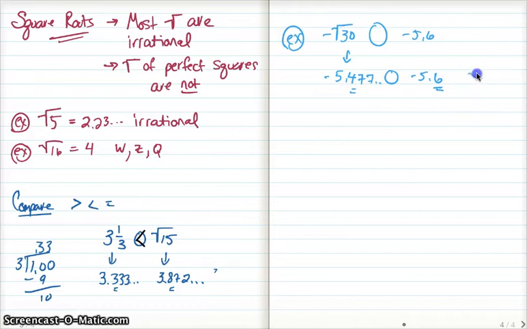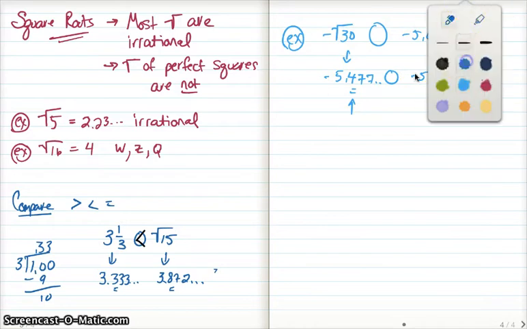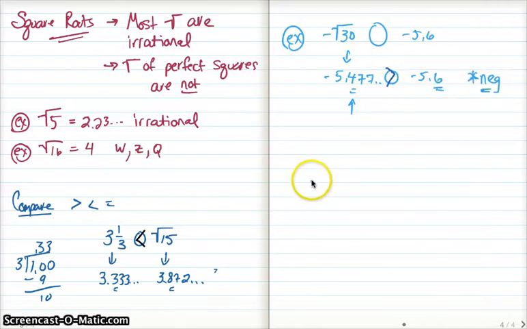Now, these are negative values, so remember with negatives, sometimes it's the opposite of what you might think. The larger number is closer to 0, and it turns out that negative 5.4 is closer to 0 than negative 5.6. So I will say that negative square root of 30 is greater than negative 5.6. So again, just use these skills when you are putting numbers in order from least to greatest.